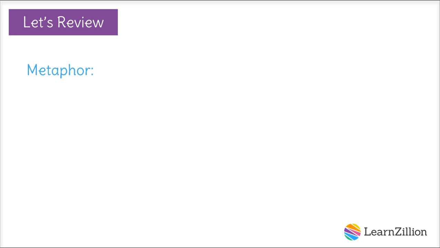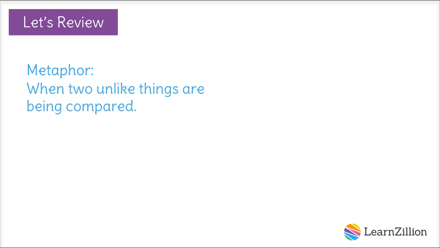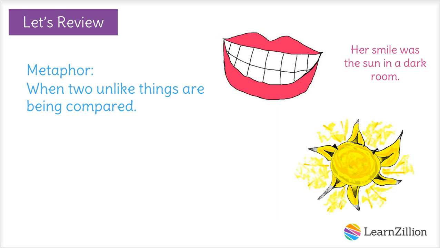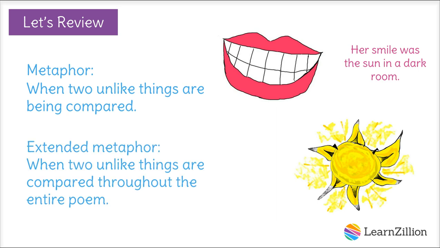Metaphor is when two unlike things are compared. For example, her smile was the sun in a dark room. Extended metaphor is when the same comparison is used throughout the poem.